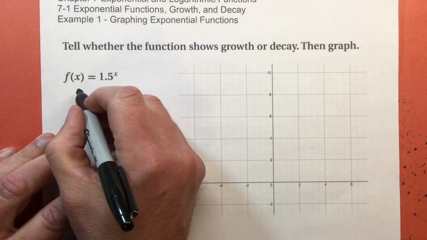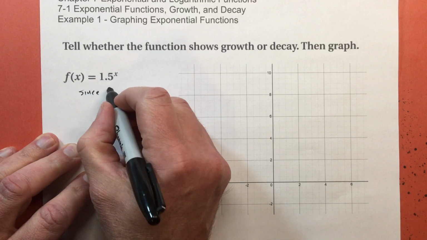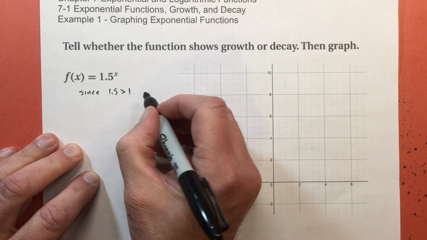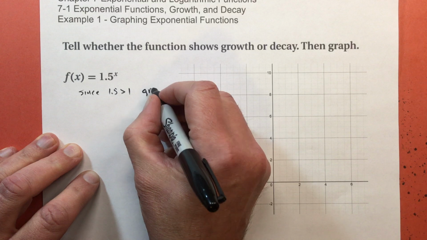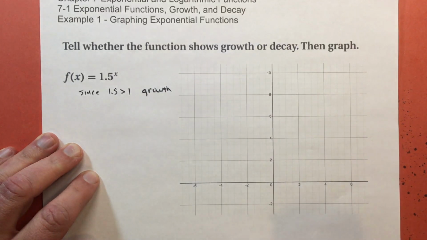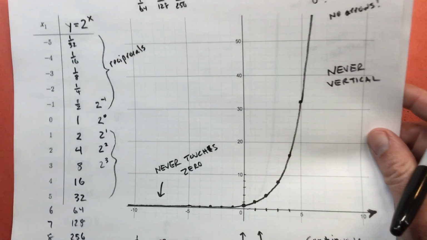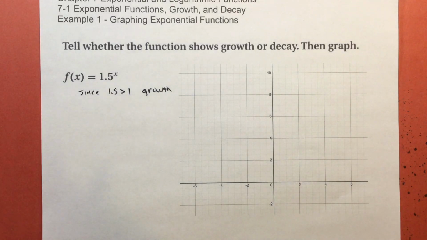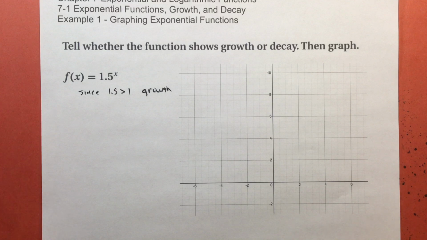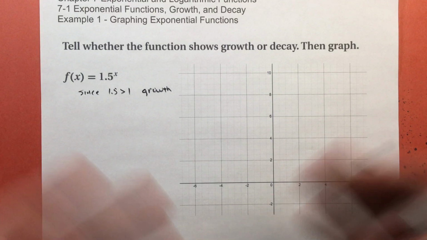So, since 1.5 is bigger than 1, this means that I have exponential growth. And my graph won't exactly look like this one, but it should look like this and not this one. My second example is going to look like the other one. Okay, so how do I graph it?